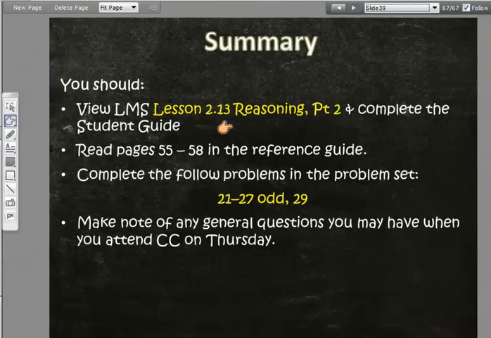Okay, there is no quiz for lesson 213, so you just need to be sure to read the LMS, read through the pages in the reference guide. Please, please, please complete these practice problems and come to me if you have any questions, or go to Toga, okay? And make note of any questions that you have when you attend CC on Thursday. And just remember, if you don't have a quiz, you still got to know the material because you're going to be tested on it.